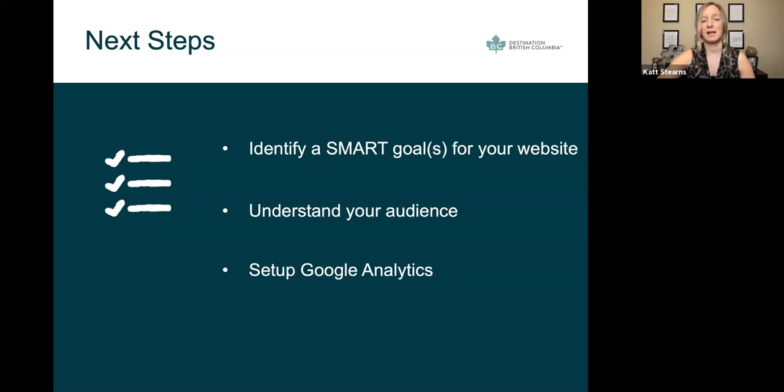So to wrap up our first section, it's really about stopping and identifying what the goals for your website are and creating SMART goals to assist that. Understanding who your audience is and looking at that customer journey, and understanding different audiences might have different customer journeys. And then looking at setting up tools like Google Analytics to help you understand how your website is performing so you can start to make educated decisions.